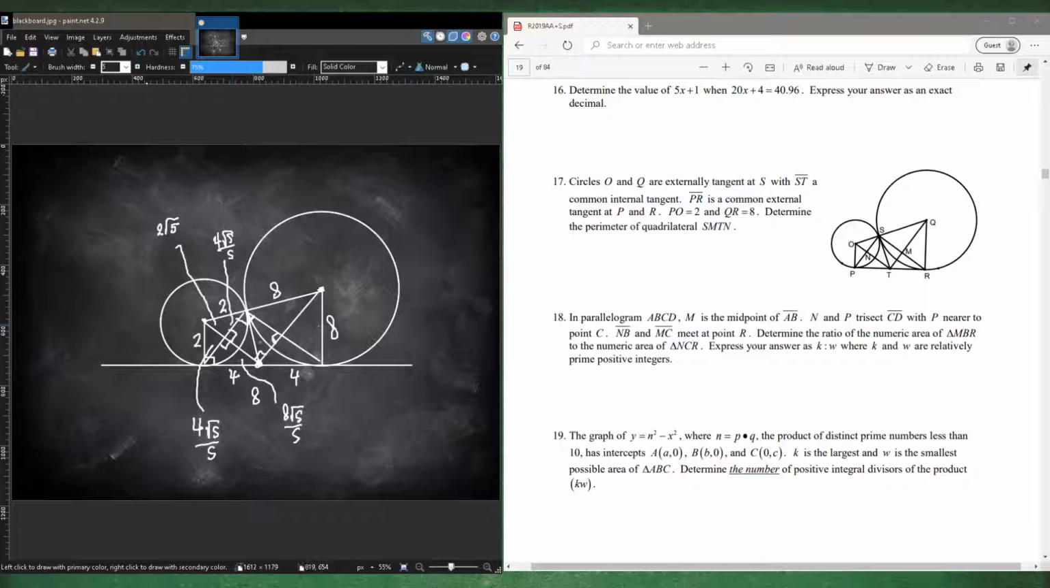So this is 4 square root 5. This is also 4 square root 5 over 5. This is also 4 square root 5 over 5. This is 8 square root 5 over 5. And this length is also 8 square root 5 over 5. So to get the perimeter, you just need to add these two lengths and then multiply by 2. So 8 plus 4 is 12 square root 5 over 5. Then multiply by 2 to get our perimeter, which is 24 square root 5 over 5. And that is our answer for number 17.